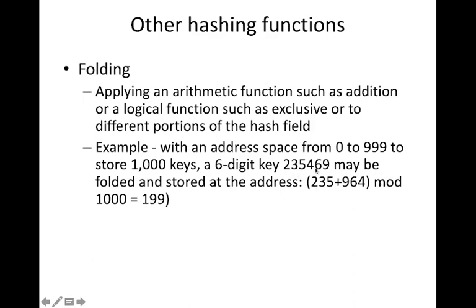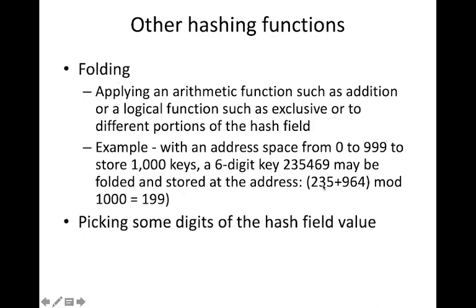So in folding, we do not take the hash field or the hash key as such. We do some arithmetic functions such as addition, or we can perform logical functions like exclusive or on these parts. What we have done is taken the first three digits as such, reversed the last three digits, and summed up those two things. This is known as folding. This is another kind of hashing function.